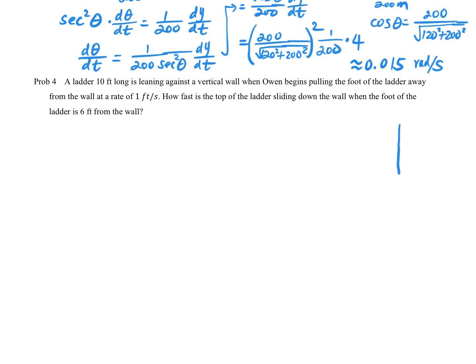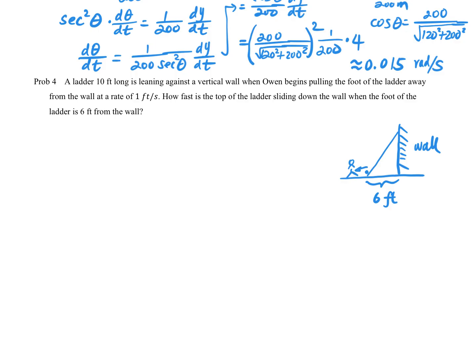So I'm going to again draw a graph. Here there's a ladder and this is the wall. Someone is pulling this foot away from the wall at this rate. How fast is the top of the ladder sliding down the wall when the foot of the ladder is 6 feet from the wall? So when this is 6 feet from the wall, how fast is this tip sliding down the wall? That's what we want to find.